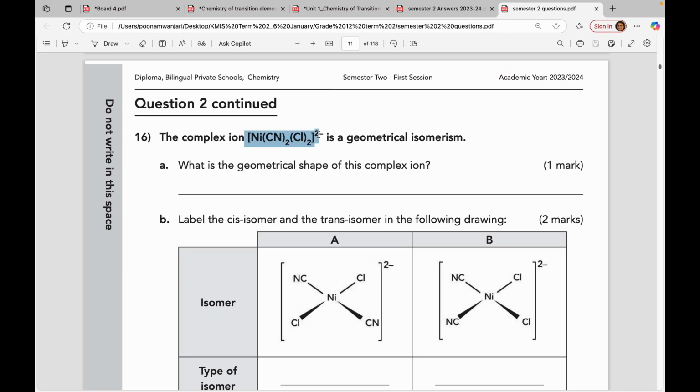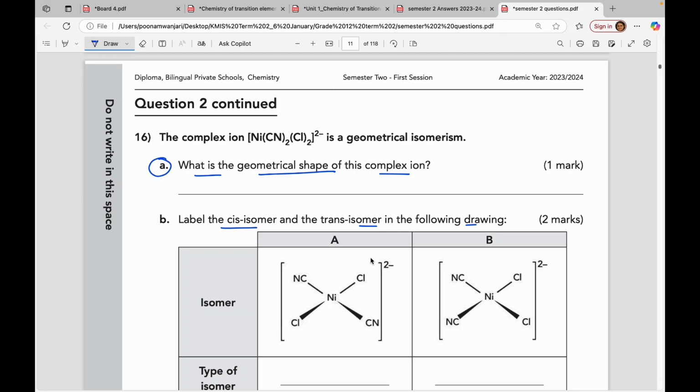No worry about nomenclature, students, because you do not have names. So it is a geometrical isomer. Now, what is the geometrical shape of this complex ion? And question B is we need to label the cis isomer and trans isomer in the following drawing. So students, let us start with 16A. What is the geometrical shape of this complex ion?